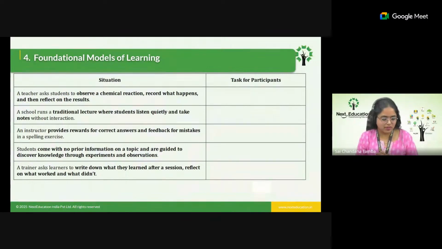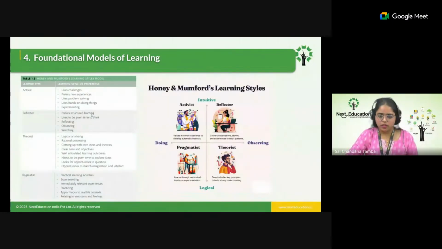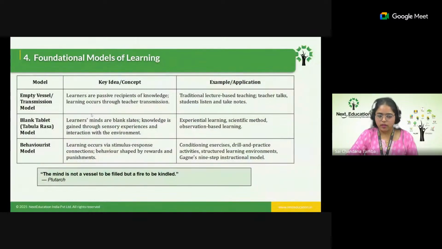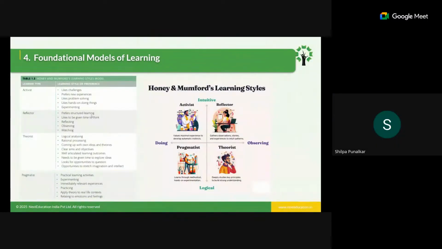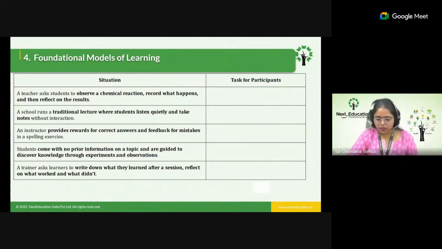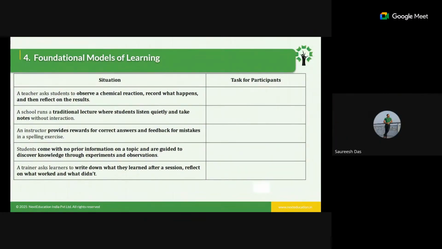Or is it difficult to answer? Yes. When students are trying to observe, is it an empty vessel or a blank tablet? I'll just show you the models once if it is difficult. Is it empty vessel, blank tablet, or behaviorist? Empty vessel. It will be behaviorist because it includes practical hands-on experience.